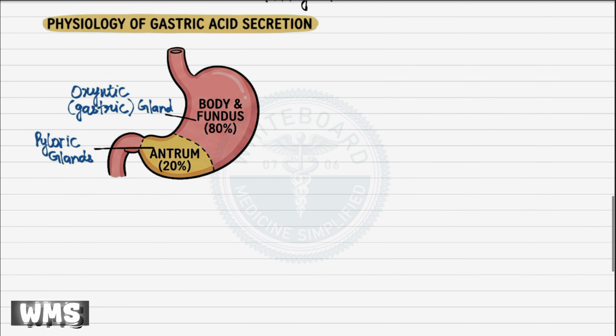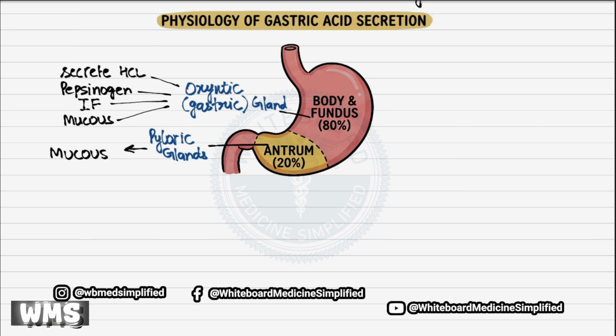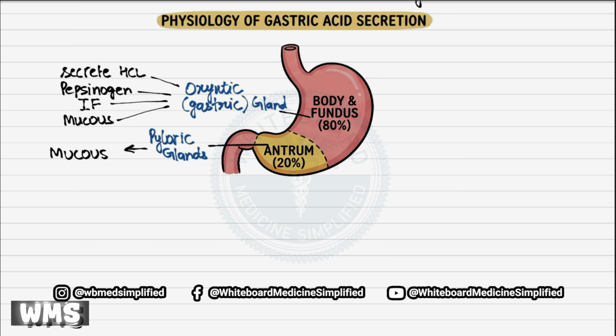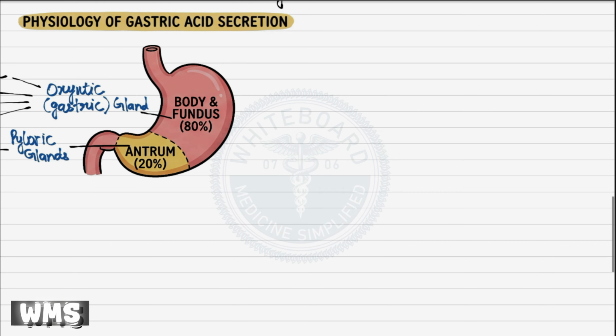near the pylorus. The oxyntic glands play a central functional role as they secrete hydrochloric acid, pepsinogen, intrinsic factor, and some mucus. Whereas, in contrast, the pyloric glands mainly secrete mucus to protect the distal stomach and, importantly, also release the hormone gastrin. Let's see how the gastric gland looks first, because this is the main focus of today's discussion, as it is the structure responsible for secreting hydrochloric acid.